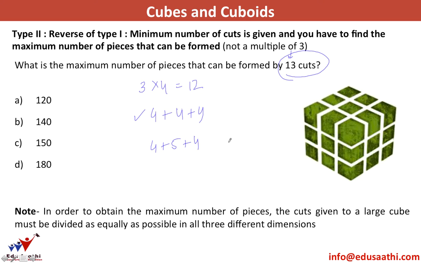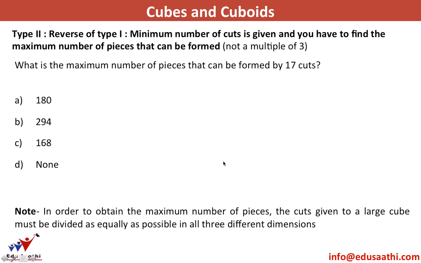This gives me 13. Now let's say this 4 is on face number 1, this 5 is on the second face, and this 4 is on the third face. So these 4 cuts will give me how many parts? This will give me 5 parts, 4 plus 1. This 5 will give me how many parts? 5 plus 1, 6 parts. And this 4 will give me again how many parts? 4 plus 1, or 5 parts. So how many cubes do I have now? I have 5 into 6 into 5, or in other words, I have 150 small pieces. So the correct answer is 150.